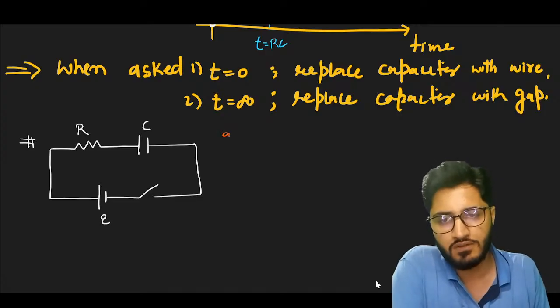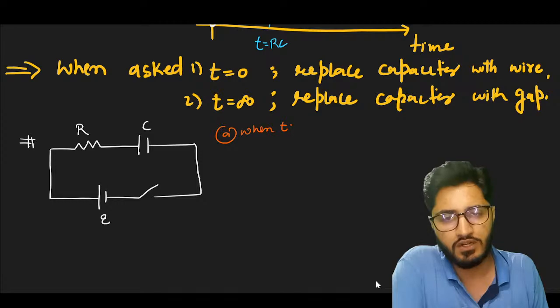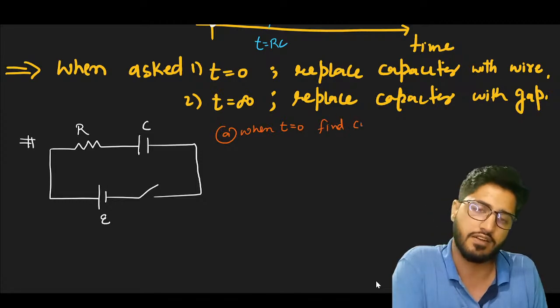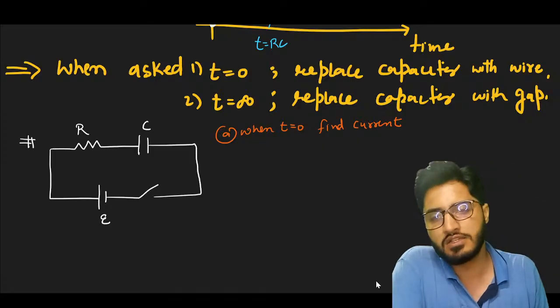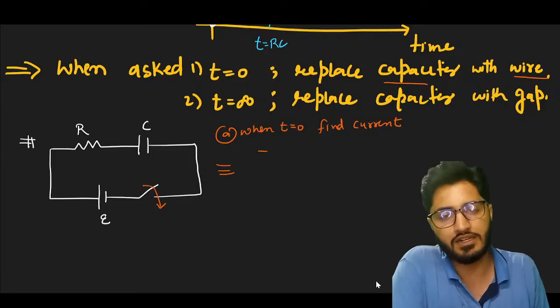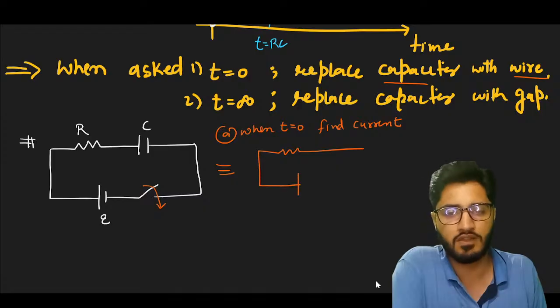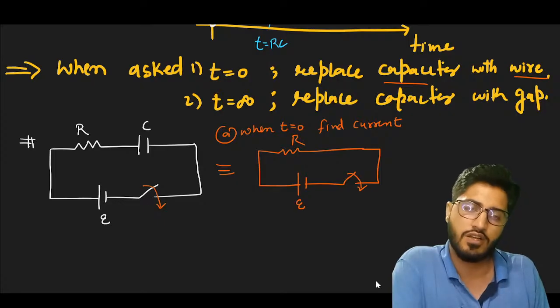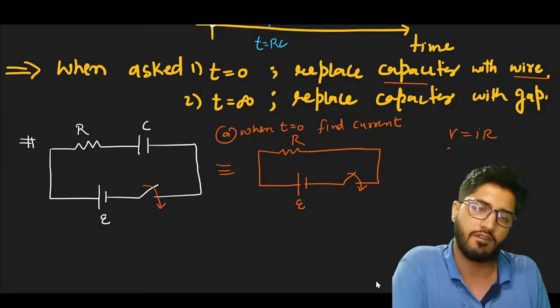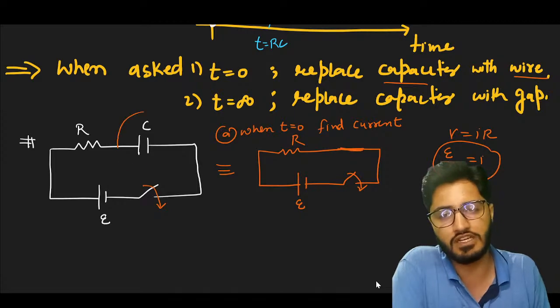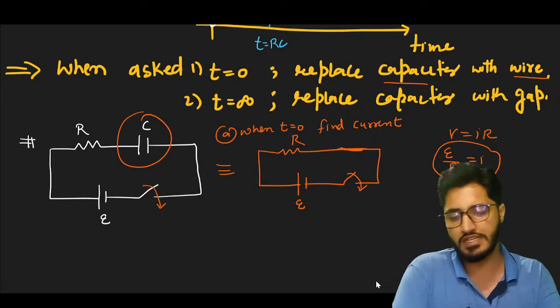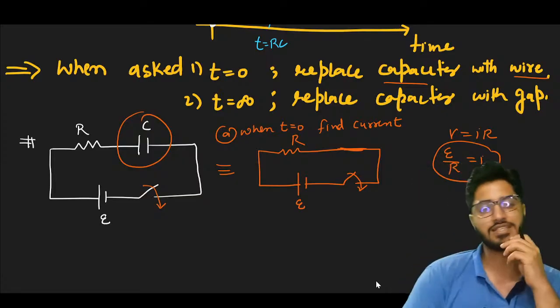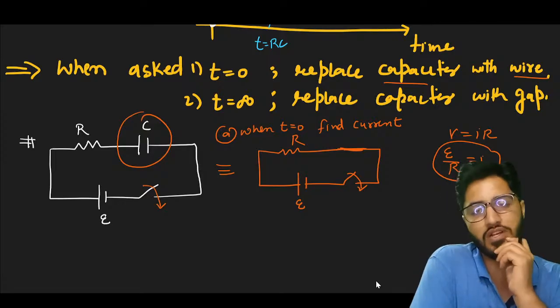And it is asked, first part: when T equals 0, find current. That means we just closed it. So we need to replace capacitor with wire. So I can write it like this. E, R. So I can use Ohm's law. V equals IR, no? V is E. E/R equals I. So this is my answer. Look here, we replaced this part with conducting wire. So the answer is very simple now. Within 20 seconds, you will get your answers.